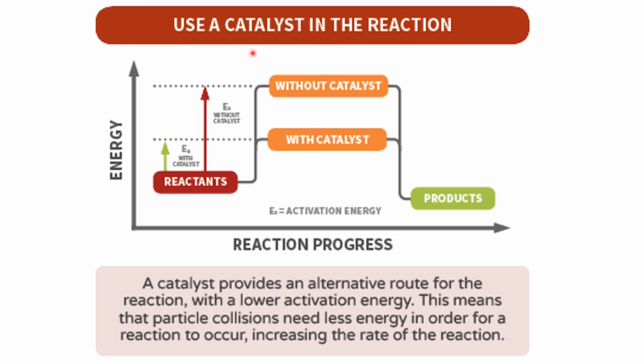Now the last factor is the catalyst. What is a catalyst? A catalyst is something which increases the rate of the reaction by lowering the activation energy. I told you initially that there are two things which affect the rate of reaction, that is the activation energy and the correct orientation. This catalyst is basically affecting the activation energy. It is lowering the activation energy, and when the activation energy of the reaction is lowered, it means that the particle collisions will need less energy for a reaction to occur, and that's where the rate of the reaction will increase.